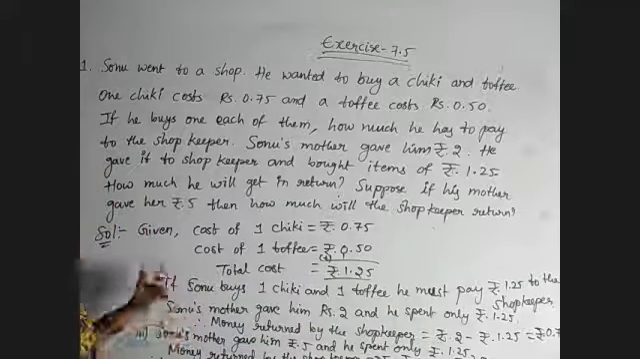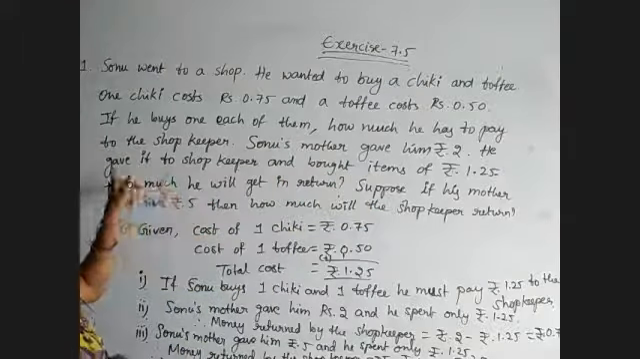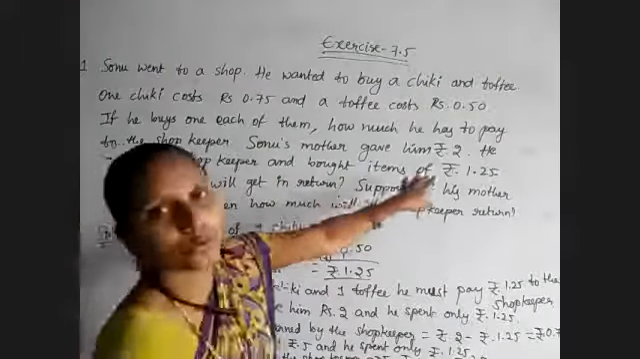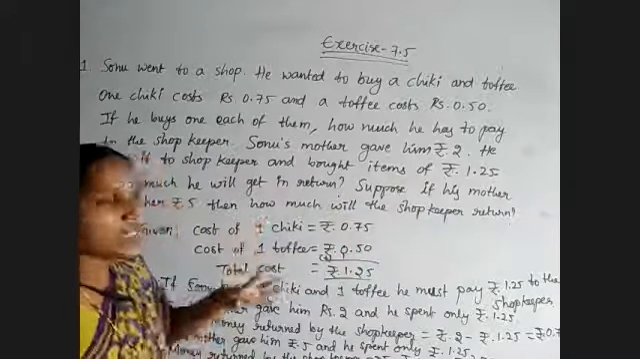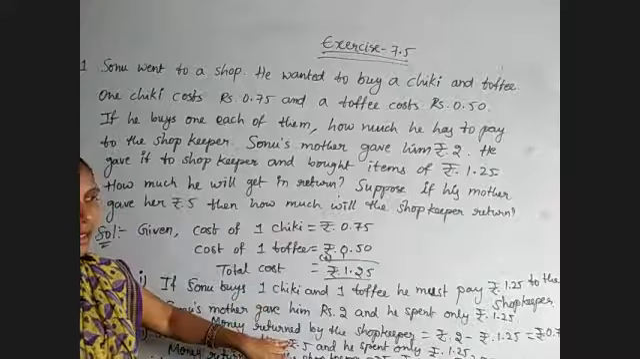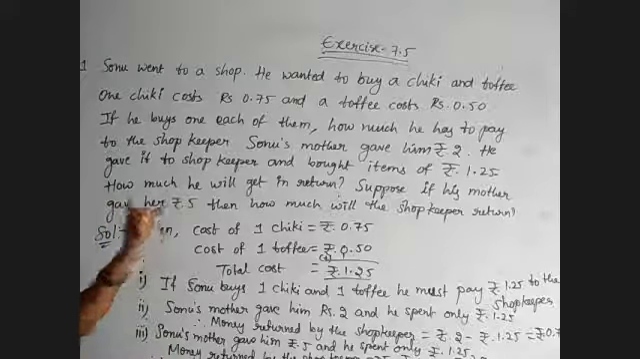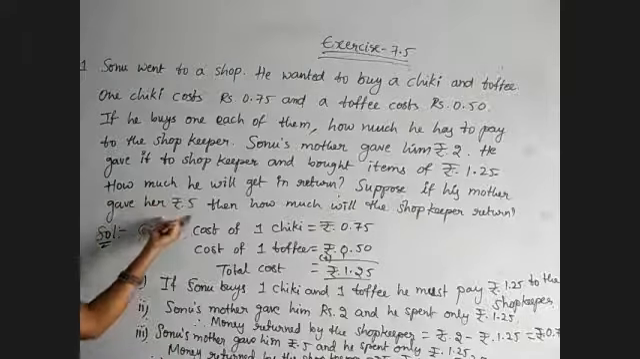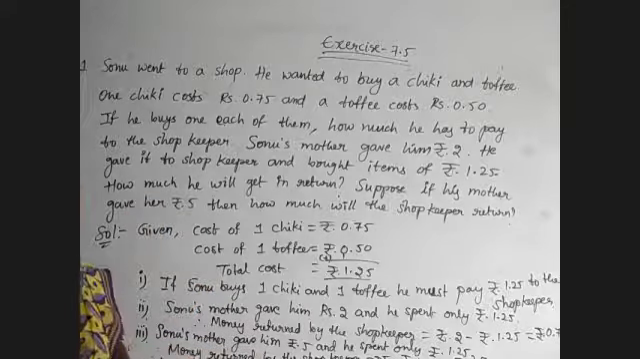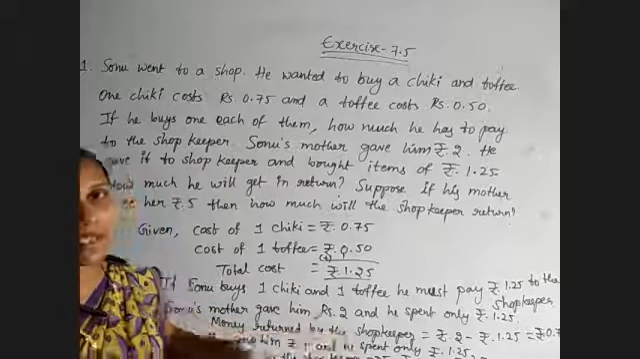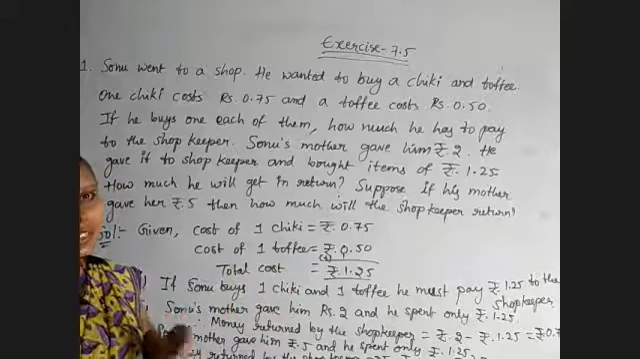Now coming to the second: Sonu's mother gave him 2 rupees and he spent only 1.25 rupees of it. We must find how much amount he is getting back. So 2 minus 1.25 rupees he is getting back, and we got 0.75 rupees. Next, if his mother gave 5 rupees, we must find how much he is getting back. That is 5 minus 1.25, so we got 3.75 rupees. Okay. So here addition and subtraction, 3 questions are there.